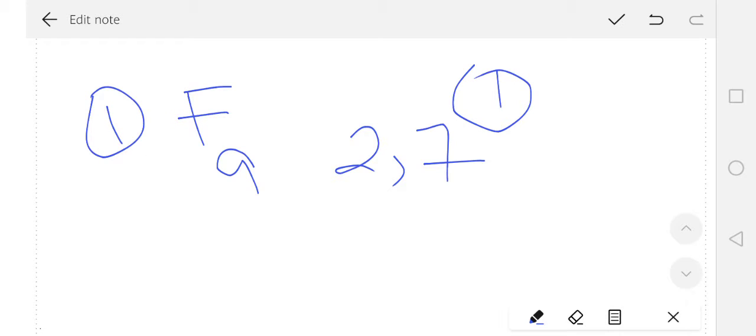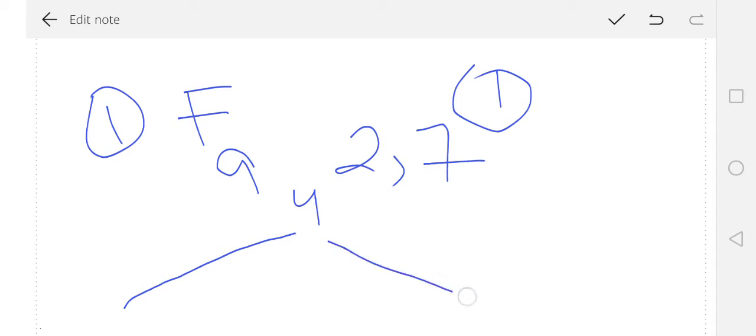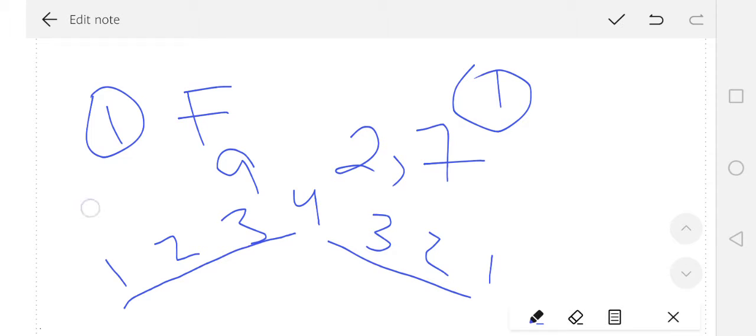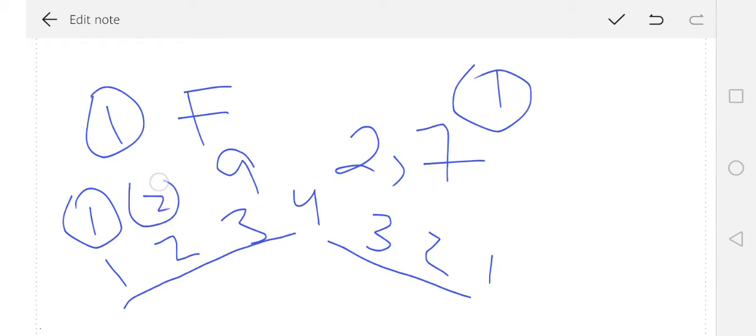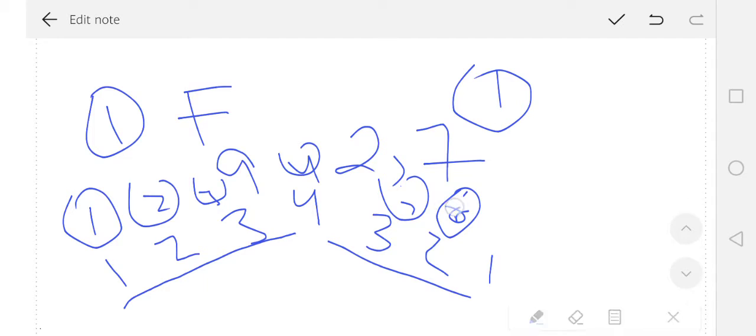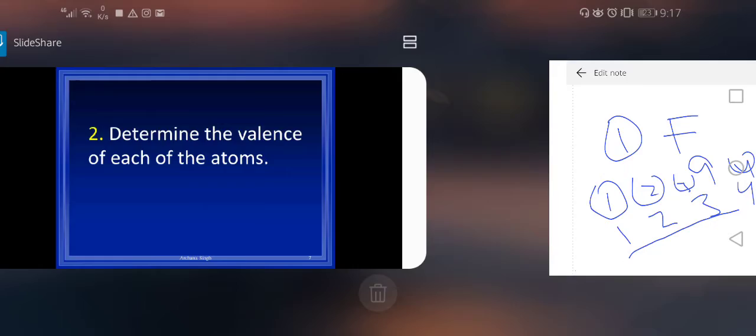So you see that valency first increases until 4 and then decreases: 1, 2, 3, 4 and then 3, 2 and 1. It's for first group, second group, third group, fourth group, fifth group, sixth group elements, and then seventh group elements. They have the respective valencies. So you can easily see the valencies from the periodic table.